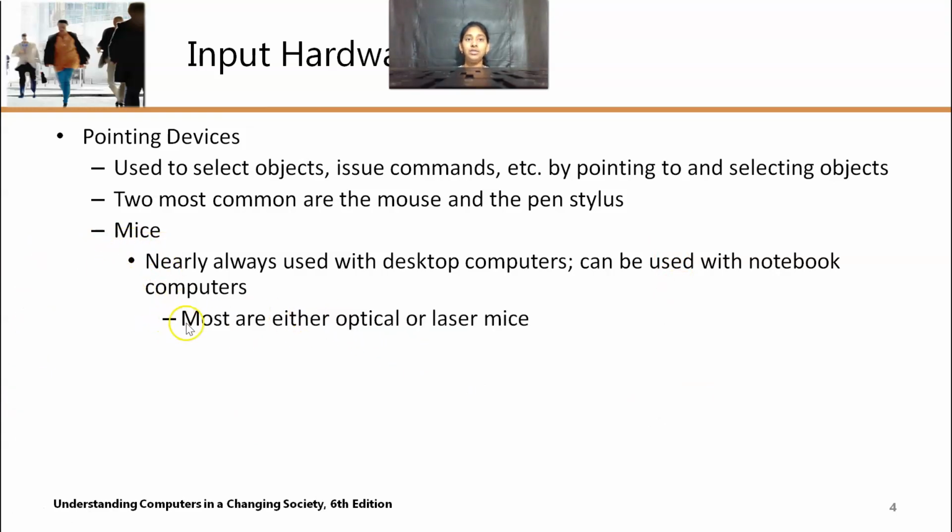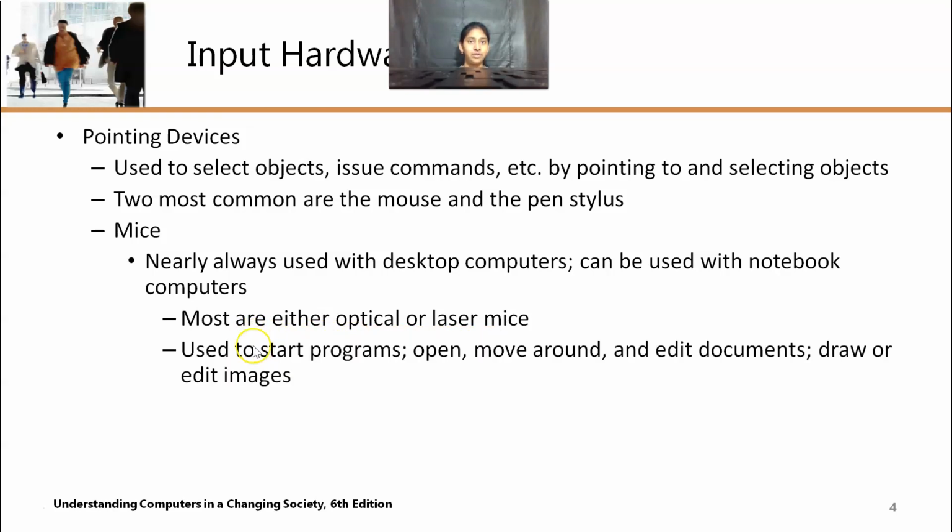So mice are of different types. It can be either optical mice or laser mice. And we have touch mice. And most are optical or laser mice. And mouse is used to start programs, open, move around the cursor and edit documents, draw and edit images.